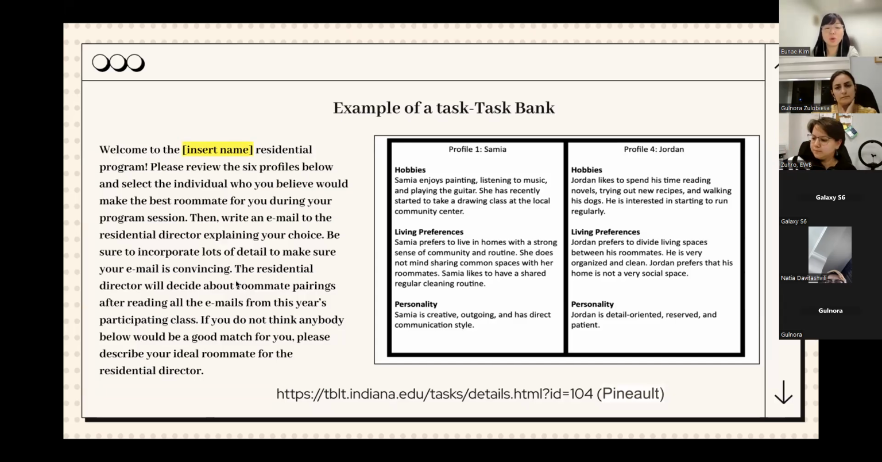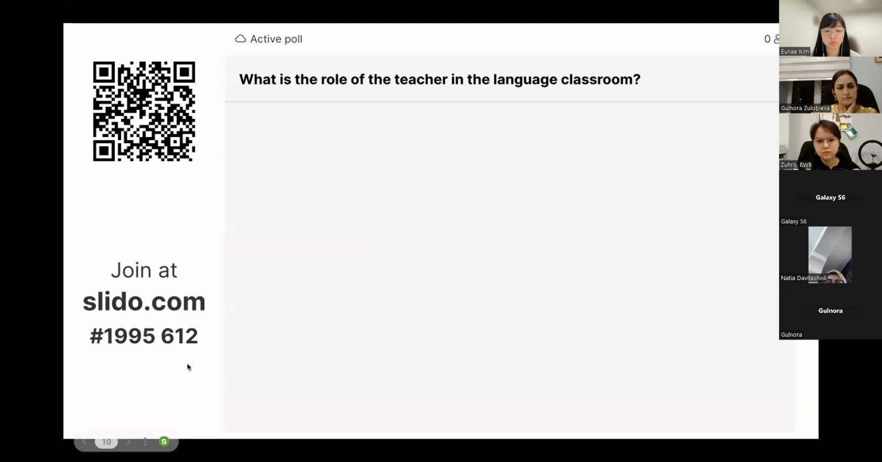Yes. So I have a question. Imagine that you are using this task in your classroom or something similar, right? What do you think is your role as a teacher using a task like this in a language classroom? Okay, so just brainstorm your ideas. It can be anything. What can be your role as a teacher using this type of task in your classroom?